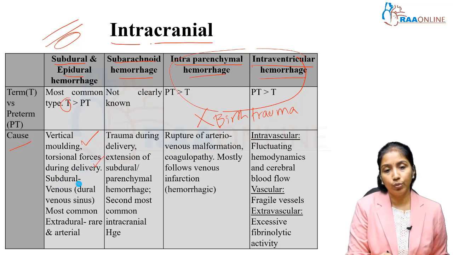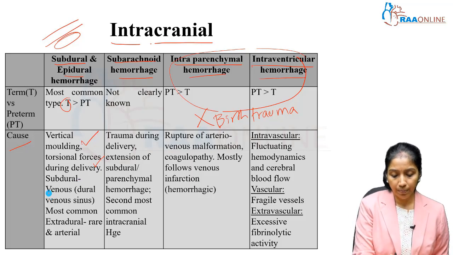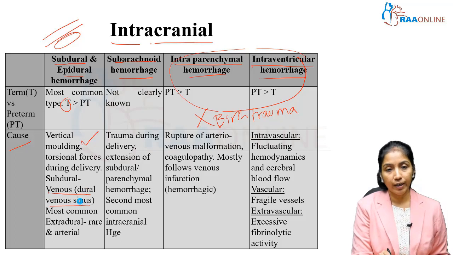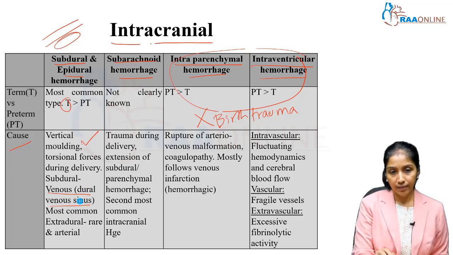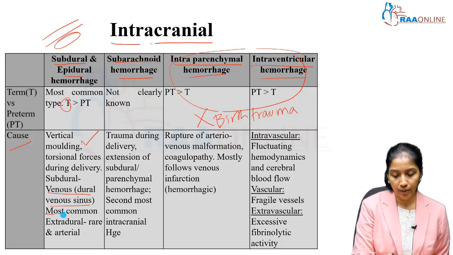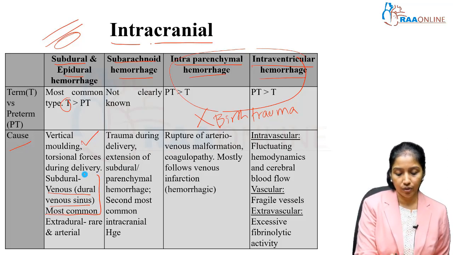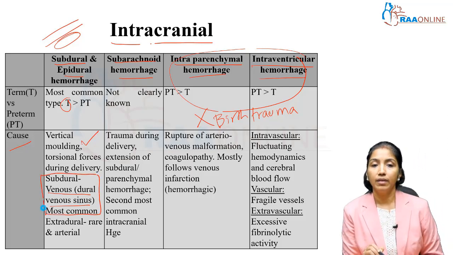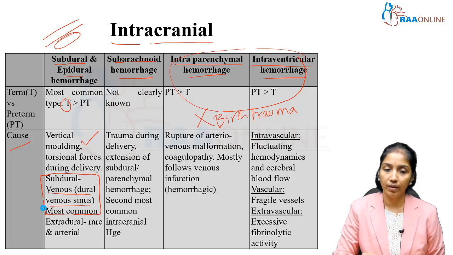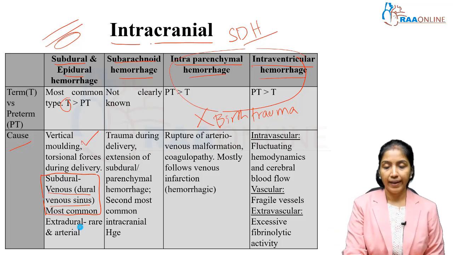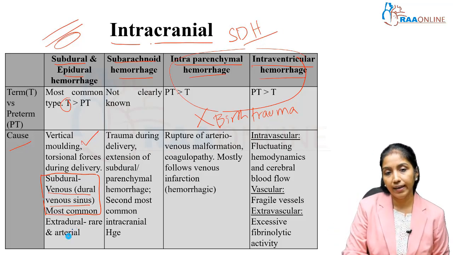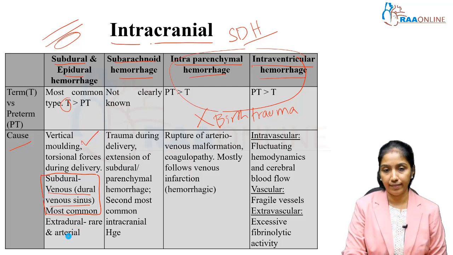or the subdural is mainly because of venous rupture, because of rupture of the dural venous sinus, and this is the most common intracranial injury. So, you need to remember this. The most common intracranial injury is SDH, which is subdural hemorrhage. Extradural hemorrhage is very rare and it is due to rupture of an artery.